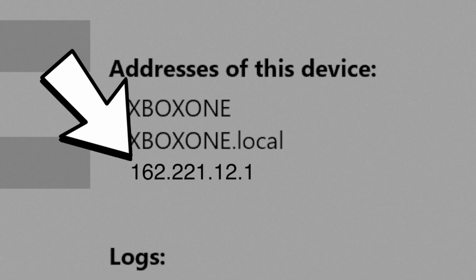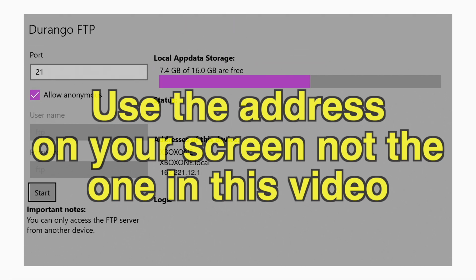It usually starts with 192 point whatever. You basically want to either write that down or take a picture of this IP thing, because you're going to need that later on to access this file server pretty much. So make sure you have this number right here written down, or take a picture of it with your phone or whatever. Just make sure you'll have access to that soon.